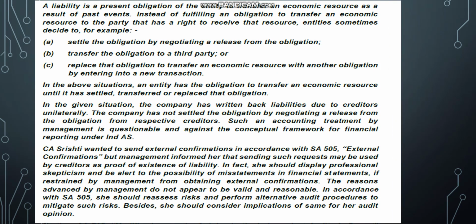So you should start your answer by giving reference to Ind AS 37, the liability definition. A liability is a present obligation of the entity to transfer an economic resource as a result of past events, and the key things you should reproduce is they settle the obligation by negotiating a release from the obligation, or transfer the obligation to a third party, or replace that obligation to transfer an economic resource with another obligation by entering into a new transaction. The specific reason why I am emphasizing this is ICAI is expecting at least these key terms to be reproduced as they are.